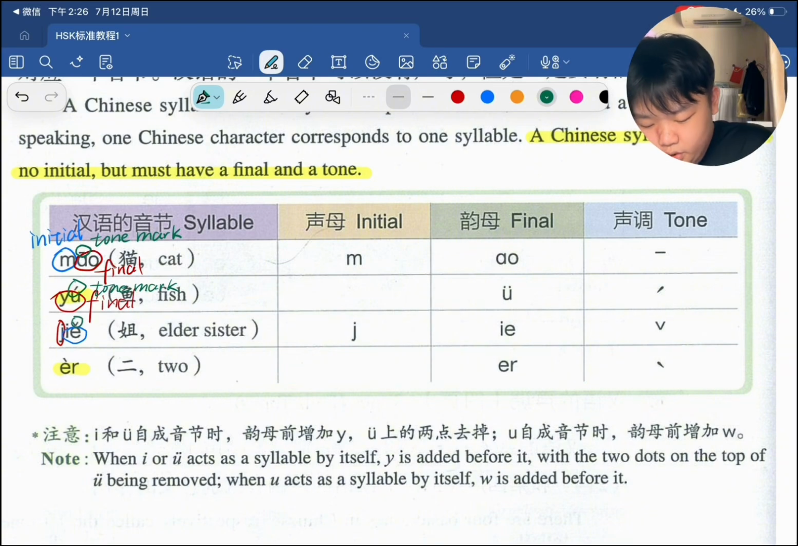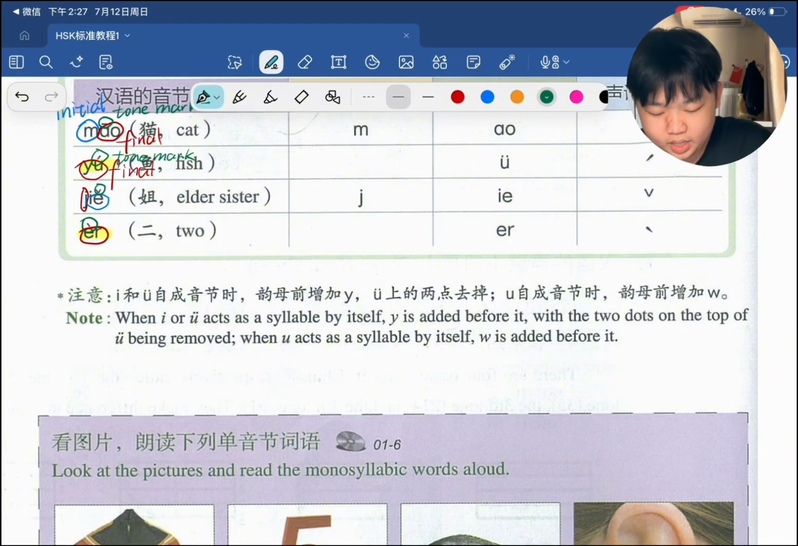This is the tone mark. Next one, it only has the final and the tone mark. And there is a note. When i or u act as a syllable by itself, y or w is added before it, with the 2 dots on the top of ü being removed.